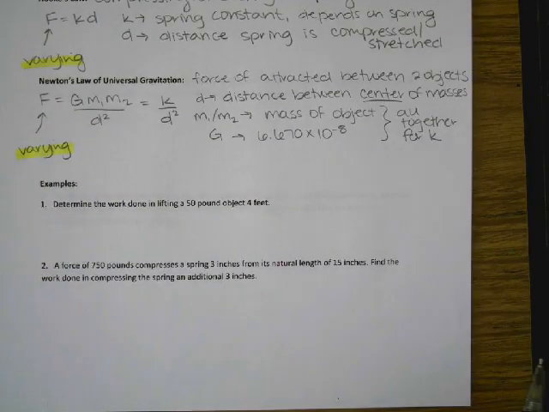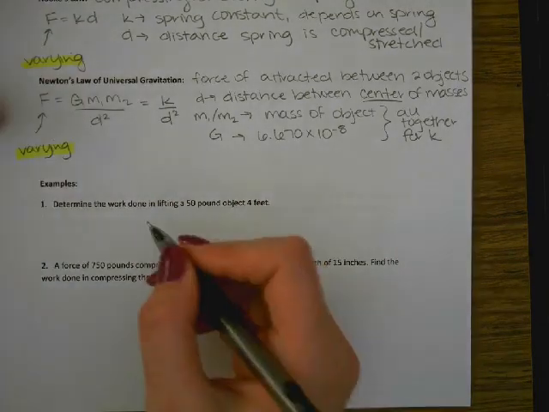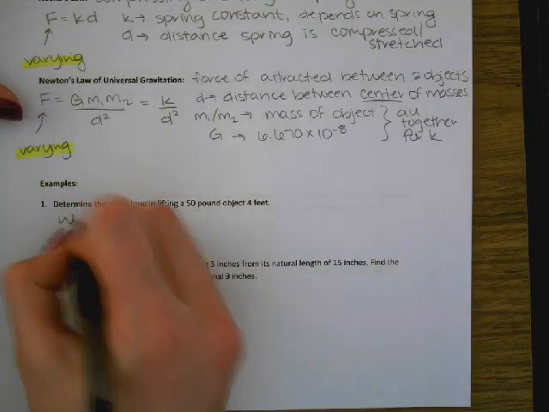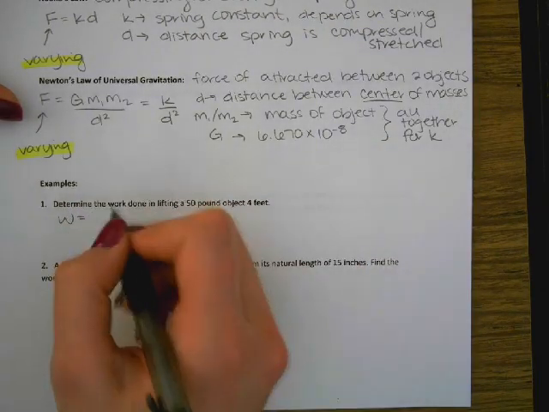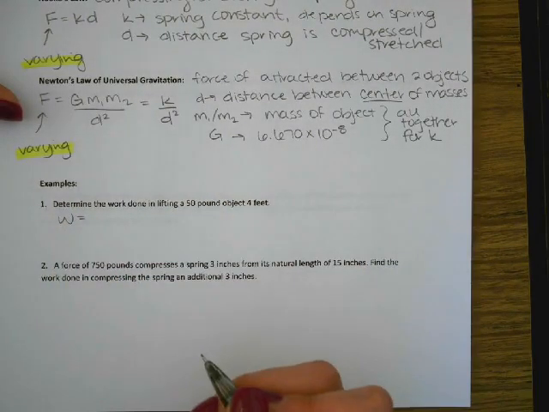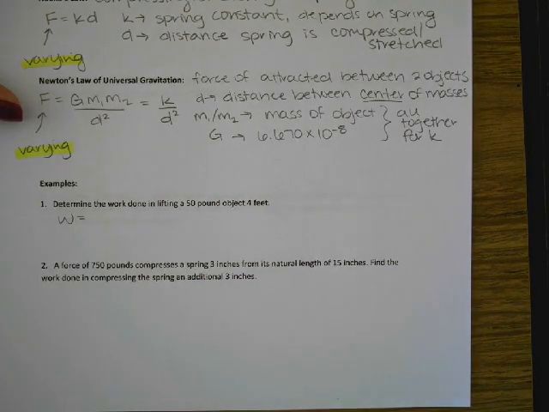It says determine the work that's done in lifting a 50-pound object 4 feet. So here this is constant. This is not anything varying. Technically, I guess it would be varying a little bit because your gravitational pull would change slightly in the 4 feet, but not enough. We would say it's a small enough number of difference to be something we can ignore.